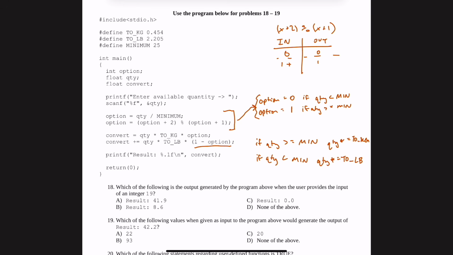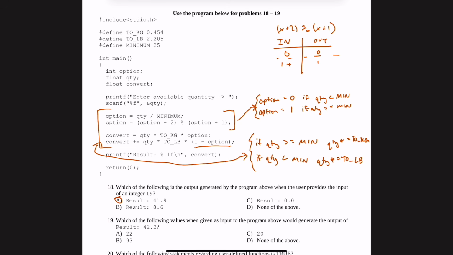All right, so at this point, I reduced all this code down to this logic right here. So now we actually can solve this problem. First our input is 19. Well, let's look at this. 19 is our quantity, minimum is 25. 19 is less than 25, therefore we do quantity times equals 2 pounds, or 2.205. 19 times 2 is 38. 19 times 2.2, maybe 40, 41 as a rough estimate. Looking at our actual answer choices, it looks like A is our correct answer.